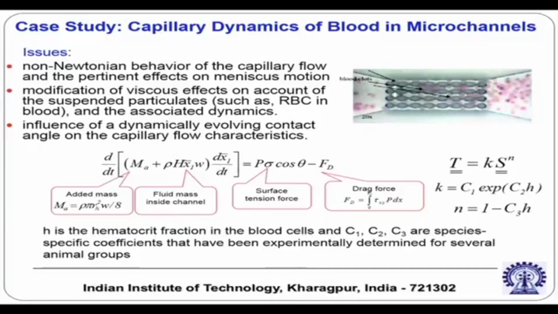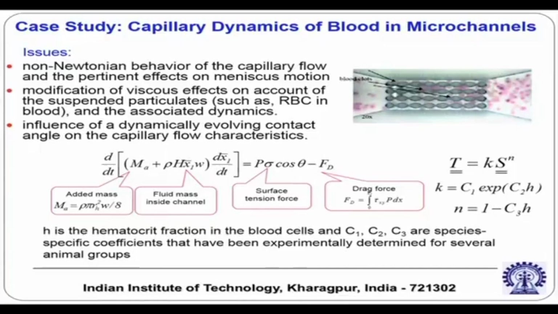One of the important parameters is called the hematocrit fraction. Hematocrit fraction is essentially the volume fraction of the red blood cells. So, it will depend sensitively on the volume fraction of the red blood cells, because we see here that K depends on H, the hematocrit fraction.